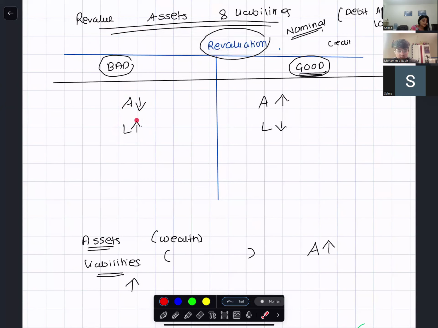So where is the increase in liabilities? Debit side. What entry will you pass? Revaluation account debit and liabilities account credit, right? Decrease in liabilities: revaluation account credit and liabilities account debit.